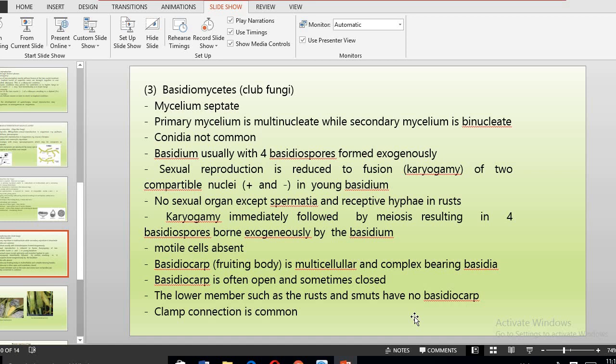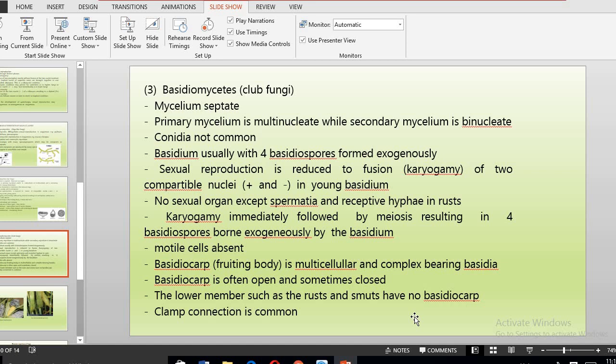Karyogamy is immediately followed by meiosis, resulting in 4 basidiospores, which are born exogenously by the basidium. Again, in the Basidiomycetes, motile cells are absent. Now, the fruiting body in the Basidiomycetes is called the basidiocarp. It's normally multicellular, complex, and it bears basidia. Now, the basidiocarp is often open, but sometimes it can be closed.